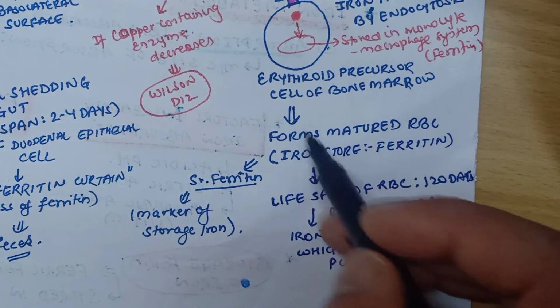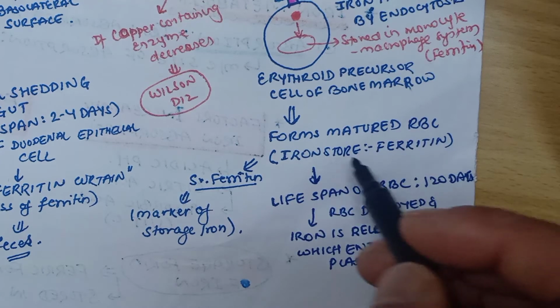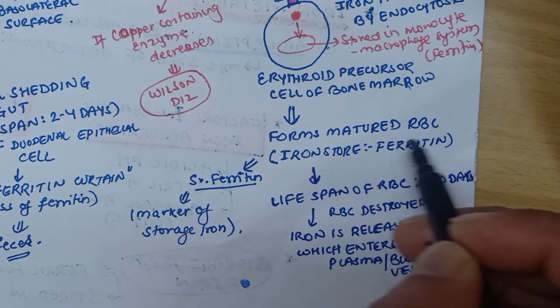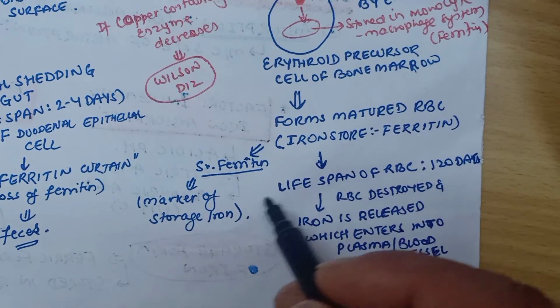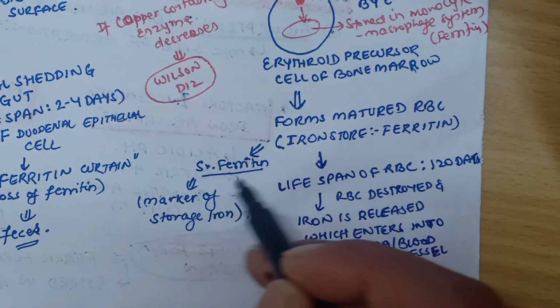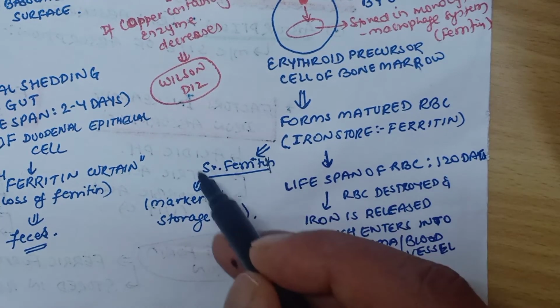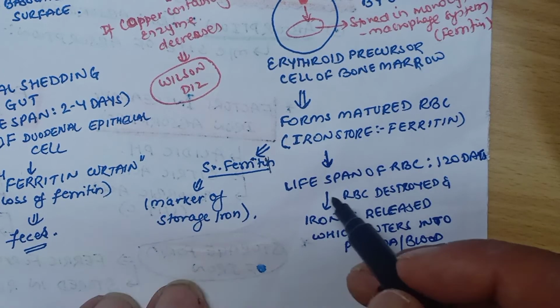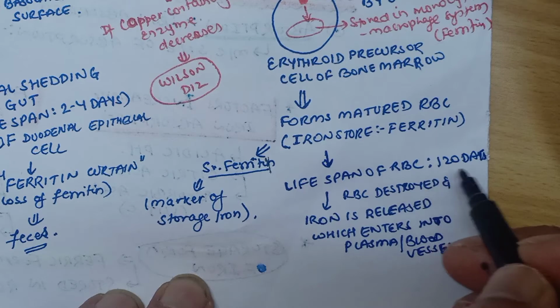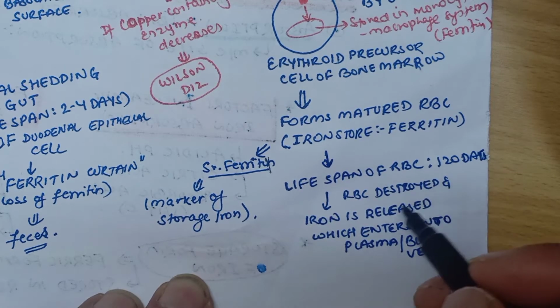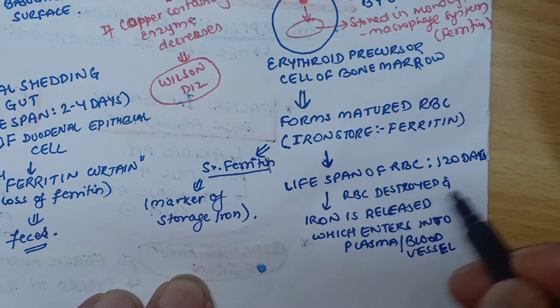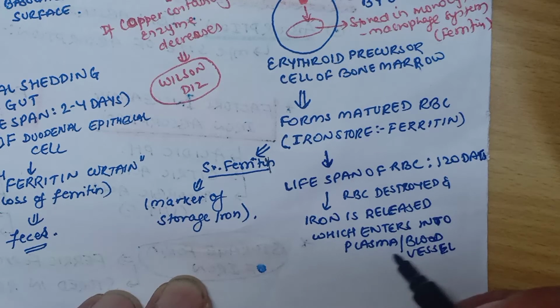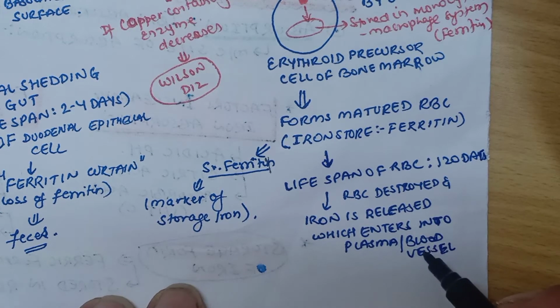So this will now form mature RBC, and the iron will be stored here in the form of ferritin, which will be seen in the serum as serum ferritin. So serum ferritin is the marker of storage iron. Now the lifespan of RBC is 120 days. So RBC gets destroyed and iron is released, which enters into the blood vessel.